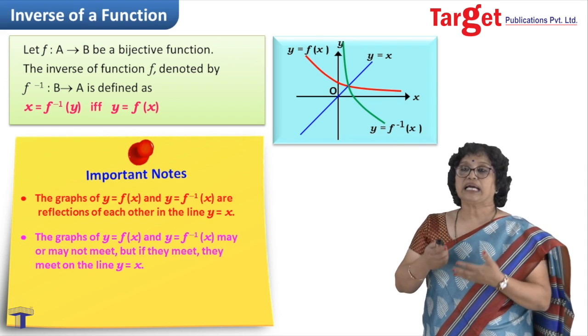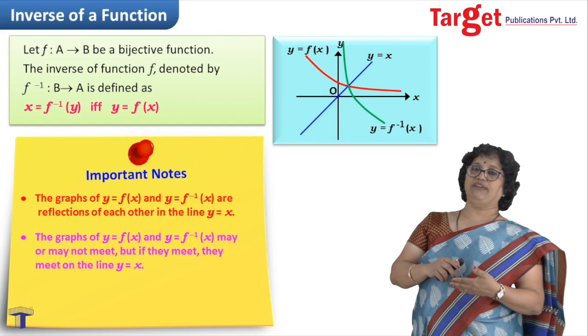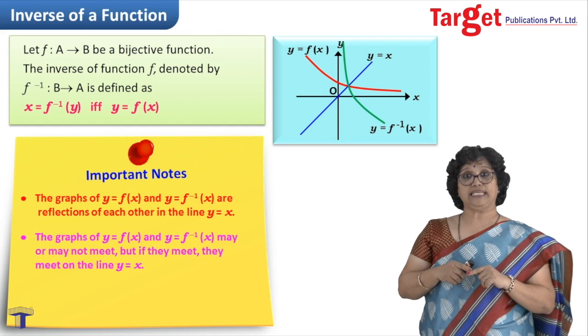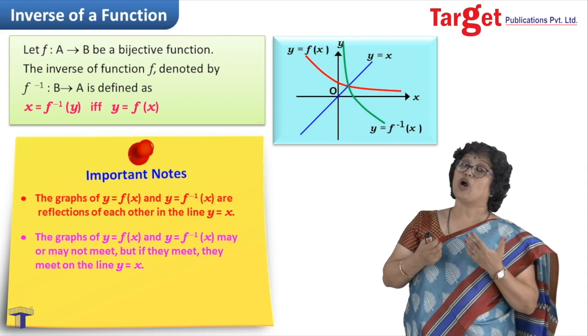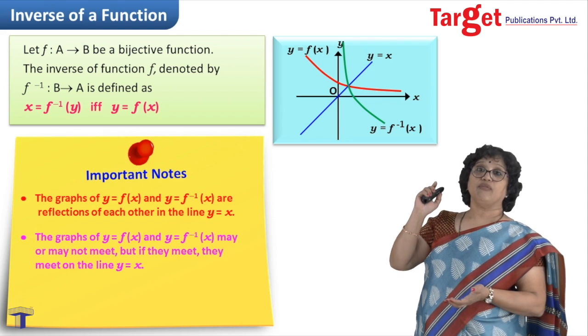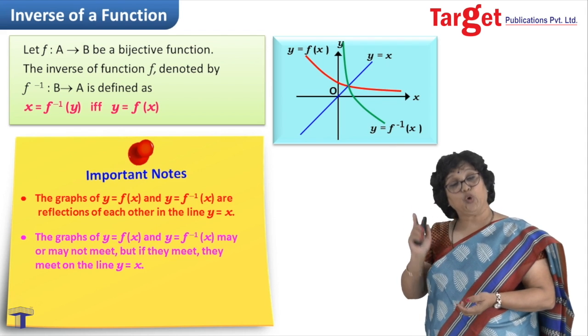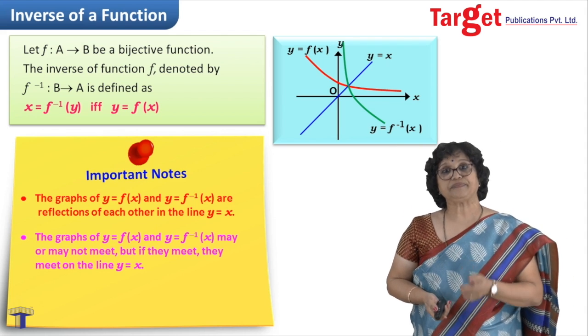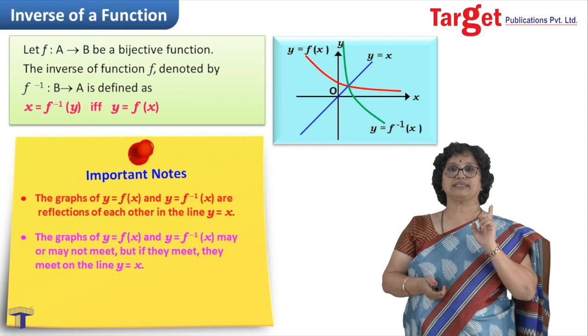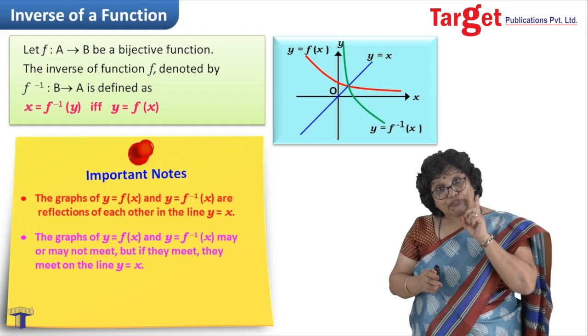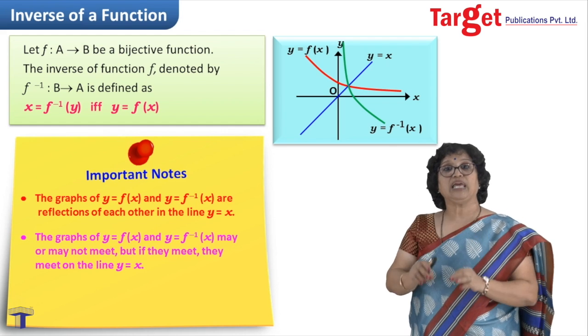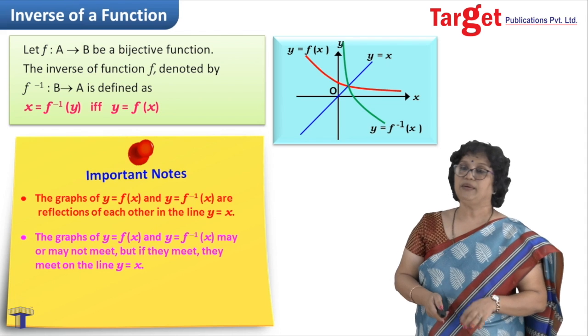Okay, the graphs of y equal to f(x) and f inverse x may or may not meet at all. I mean, if you draw on the same set of axes, they may not meet also. But here, in the picture I have drawn, they do meet. But where do they meet? They meet on the line y equal to x. So y equal to f(x) and f inverse x may not meet, but if they meet, they have to meet only on the line y equal to x.